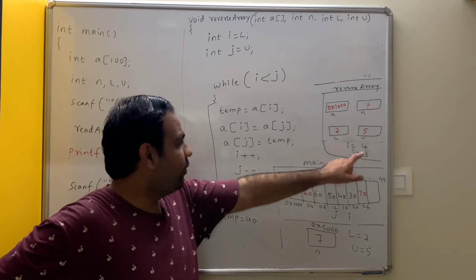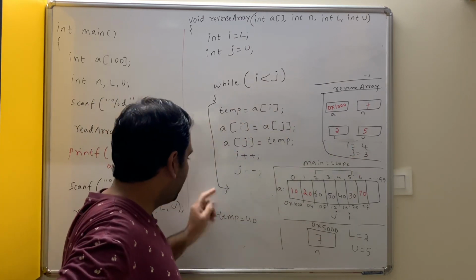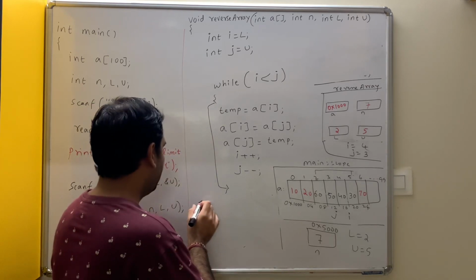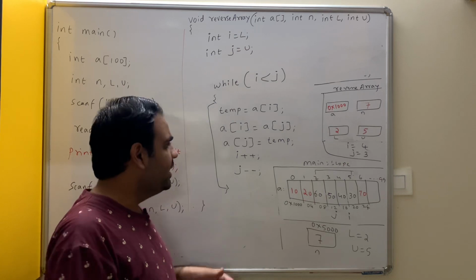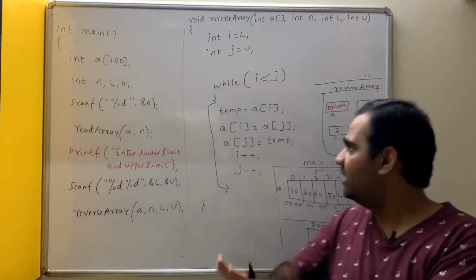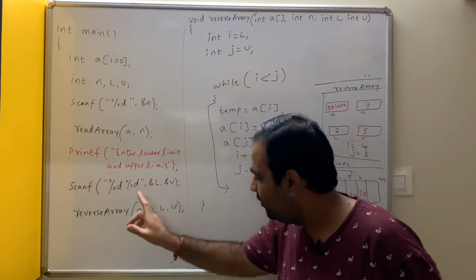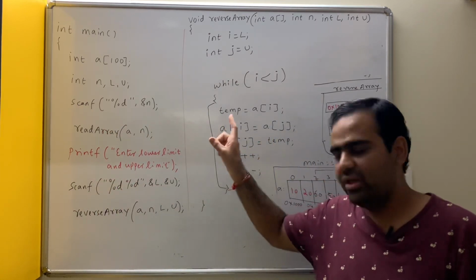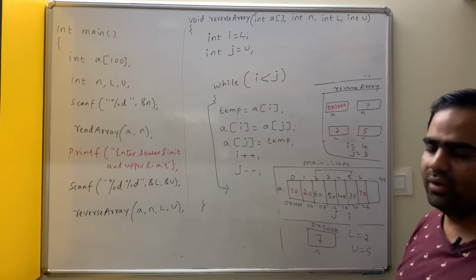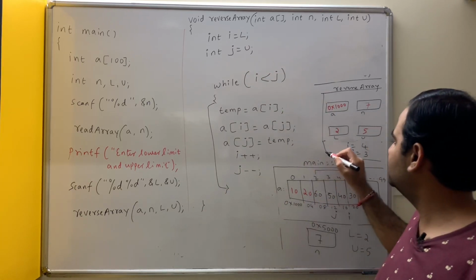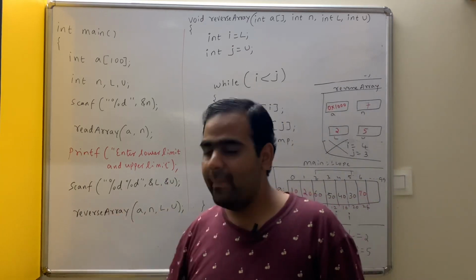Are you getting it? Now what is the value of I? 4. What is the value of j? 3. 4 less than 3 is false. You come out and close the function, because there is no point in returning anything. Any modification done in the called function is reflected back in the calling function whenever you pass by address, and we know that arrays are passed by address, and this is how the working happens. Now the closing bracket of the function is taken as return. This scope gets deactivated. You come back to main.